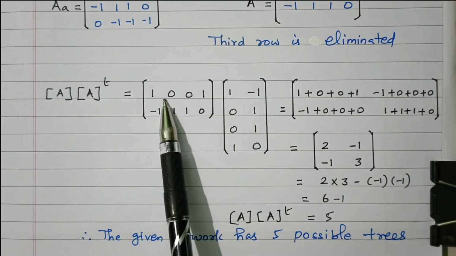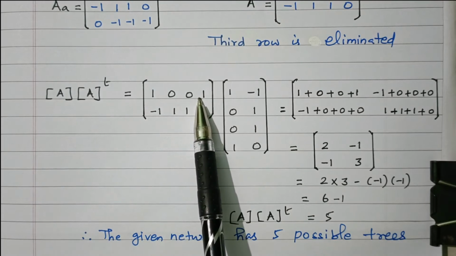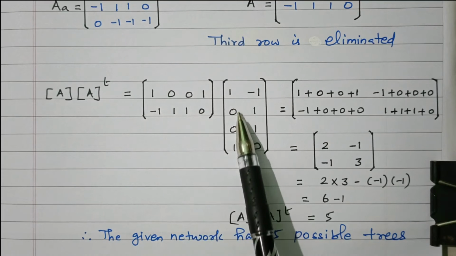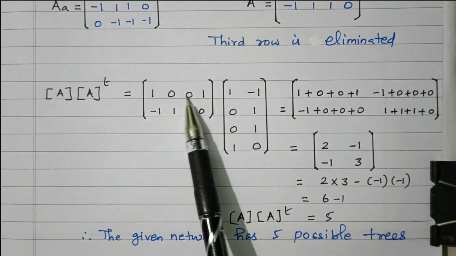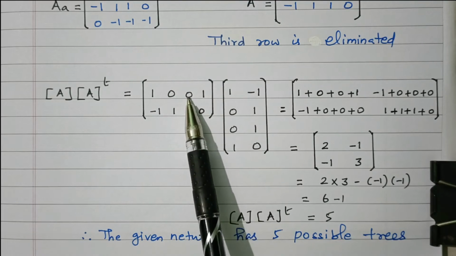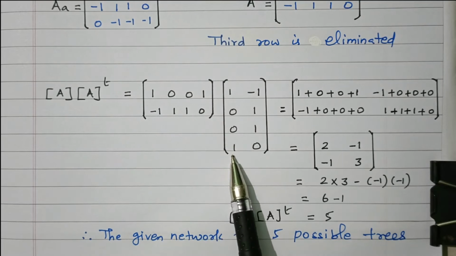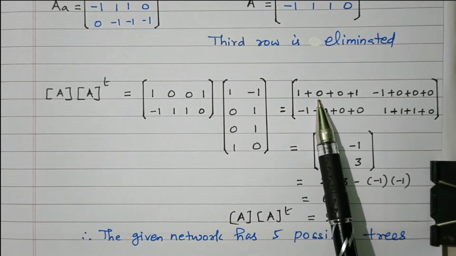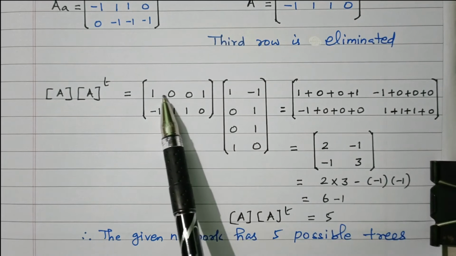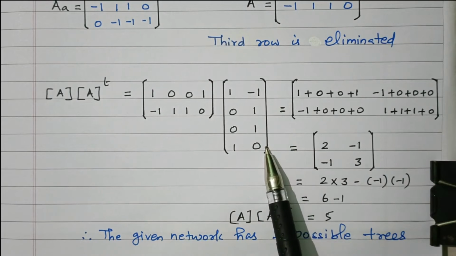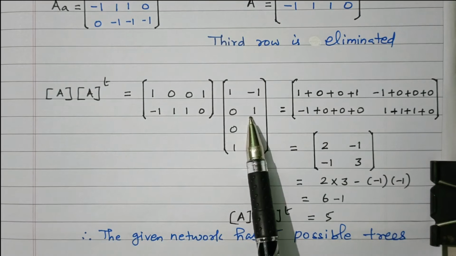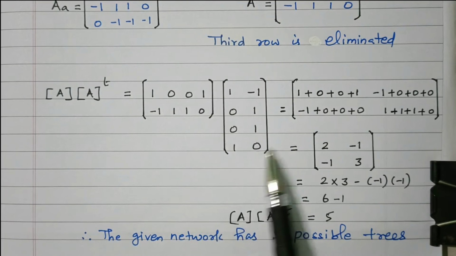Elements in the first row are multiplied with the first column elements. These four elements are multiplied with these four elements. The row elements are multiplied with column elements: 1 into 1 plus 0 into 0 plus 0 into 0 plus 1 into 1. So that is 1 into 1 is 1, 0 into 0 is 0, 0 into 0 is 0, 1 into 1 is 1. Then the second element: the same first row elements multiplied with the second column elements. 1 into minus 1 is minus 1, 0 into 1 is 0, 0 into 1 is 0, 1 into 0 is also 0.